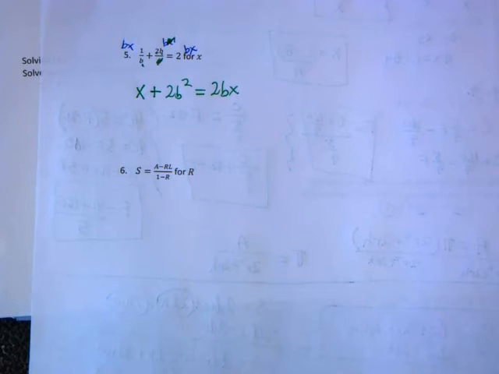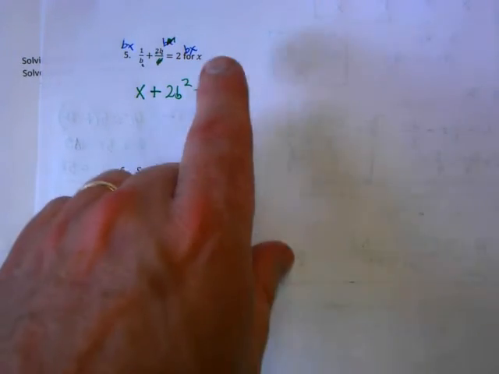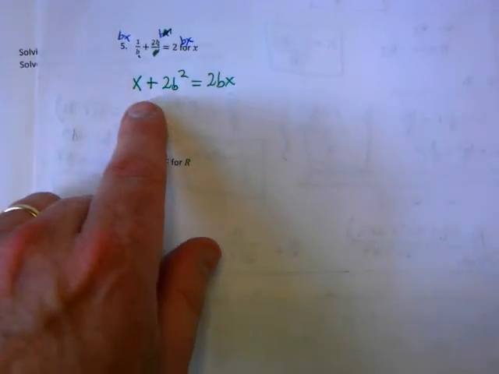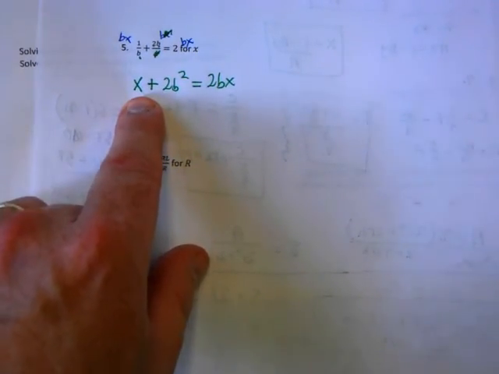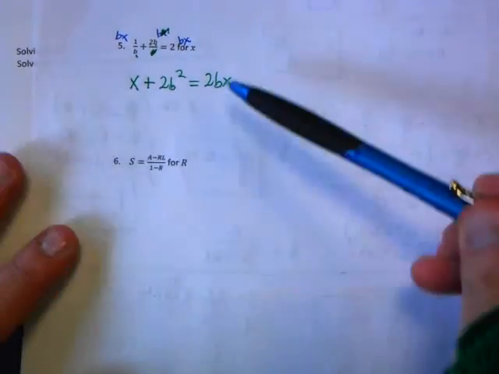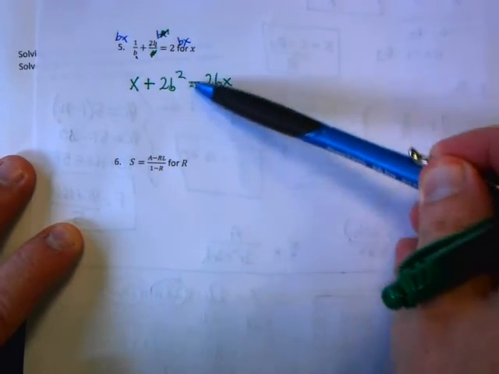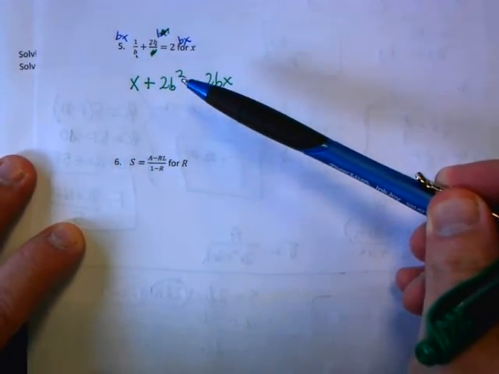Subtracting 2bx is not wrong. But I think what I would do rather, I'm trying to get x all by itself. I think I would just subtract the x. Because then if I subtract the x, I'm going to have everything with x's over on this side, and this 2b squared doesn't have the x, so it would be on that side. I think that's the easiest way.